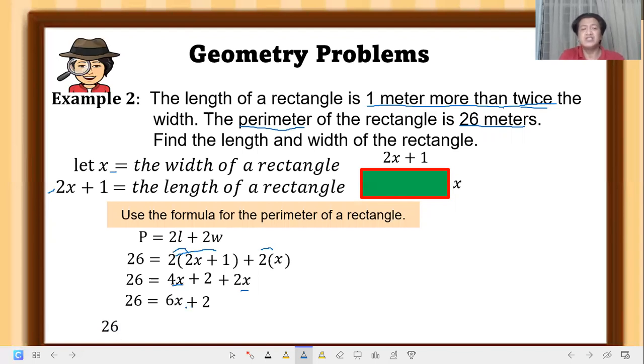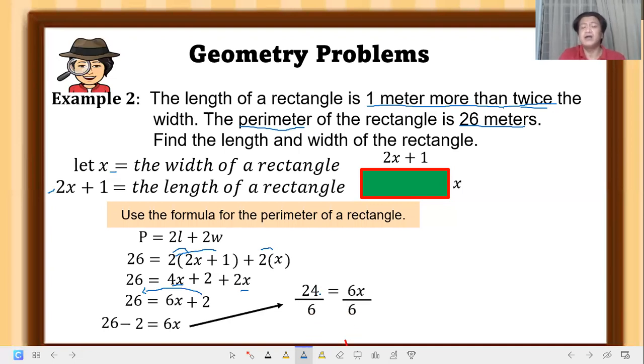Sino ito transpose natin dyan? Yung positive 2. Pag nilipat natin sa left side, magiging minus siya. Okay, then copy natin yung 6x. Therefore, what is 26 minus 2? That is equal to 24. It's equal to, copy lang natin yung 6x. Para matanggal natin yung coefficient na 6 dyan, you are going to multiply or divide both sides of the equation by the numerical coefficient, which is 6. Okay? Para matira natin yung x dyan.